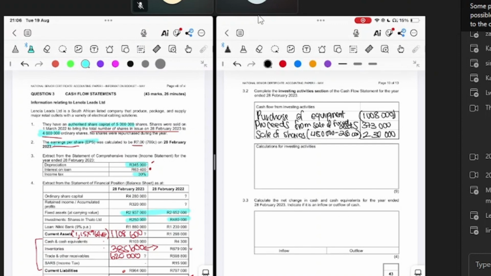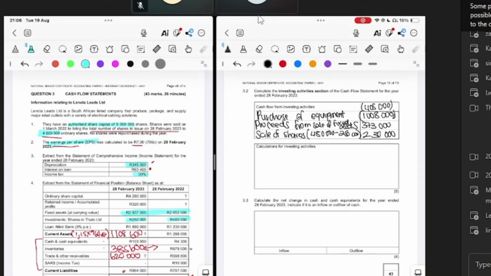So you take your 1,008,000 plus your 373,000 plus your 230,000. The 1 million is negative, and you'll get negative 405,000. Okay, so those are your investing activities.